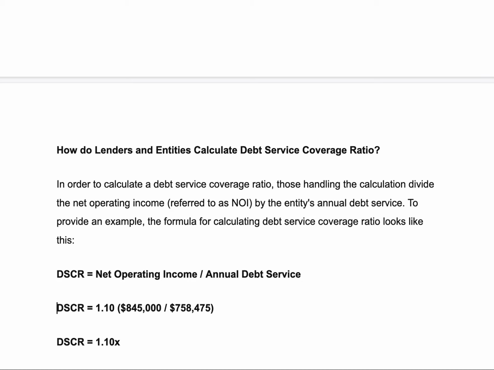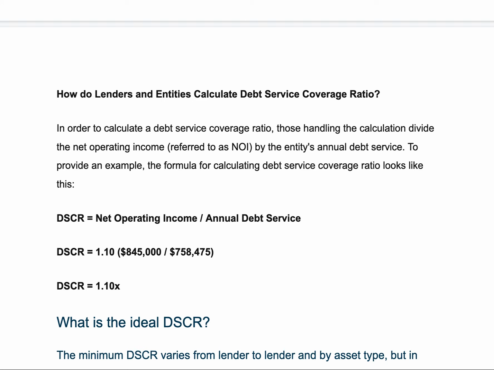So here's an example of a calculation. Let's say that you have an apartment complex, a small one, that has net operating income of $845,000. It might not be that small actually. And then you've got annual debt service of $758,000. In that example, you would have a 1.1 debt service coverage ratio.